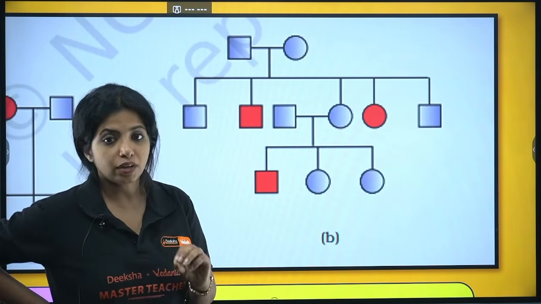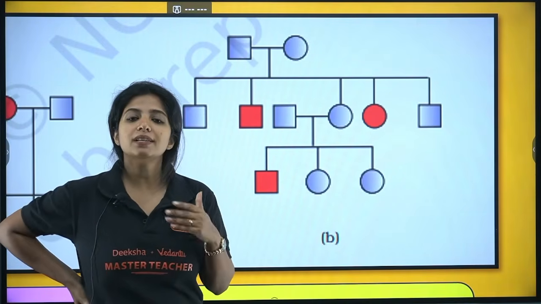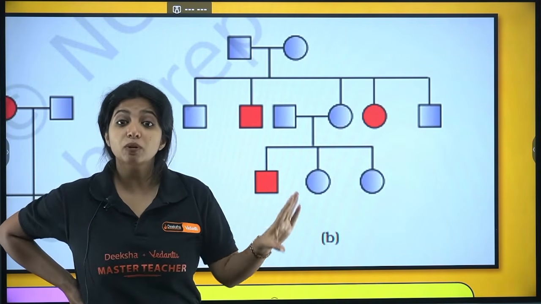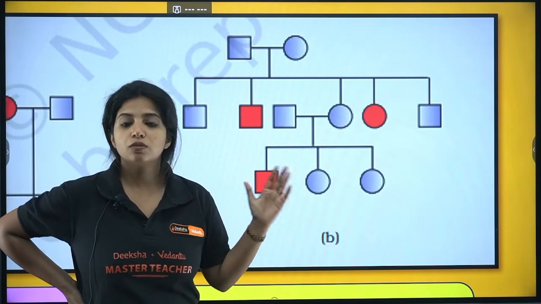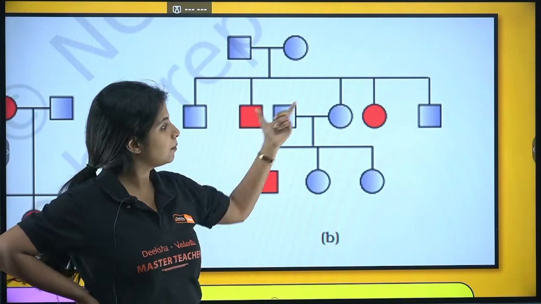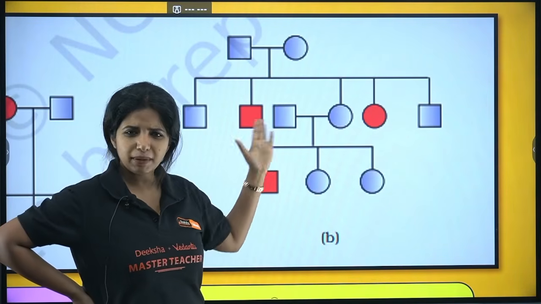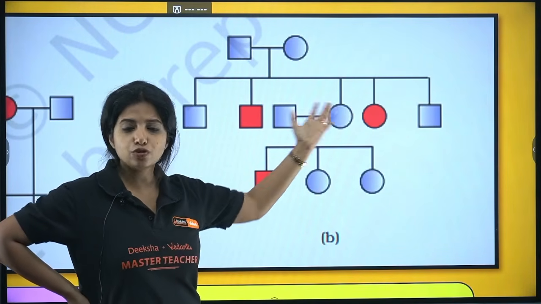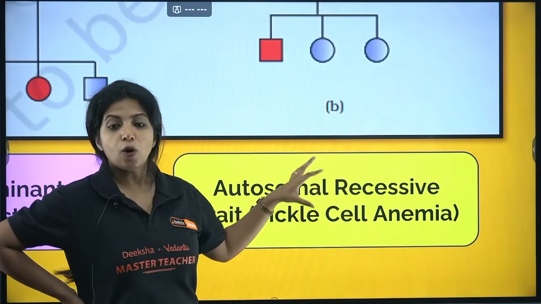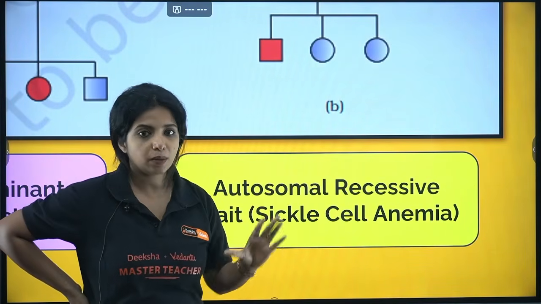Autosomal disorders, my dear children: in that case, males and females are equally affected. In sex-linked disorders, you studied color blindness and hemophilia, males were mostly affected, right? But in this particular case, males and females are equally affected. So here, yes, male, female, here again male. There is no sign that males are the only ones being affected. So this is an autosomal recessive disorder, sickle cell anemia.